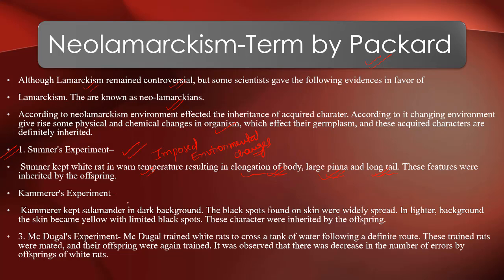Kramer's experiment, very, very important. Kramer kept salamanders in a dark background. The black spots found on the skin were widely spread, because of the greater production of melanin. In a lighter background, the skin becomes yellow with limited black spots. These characters were inherited by the offspring.